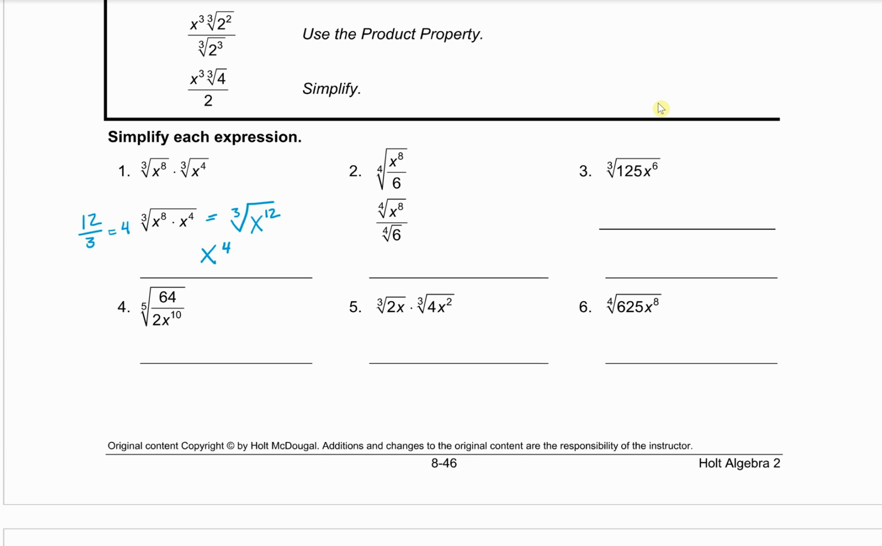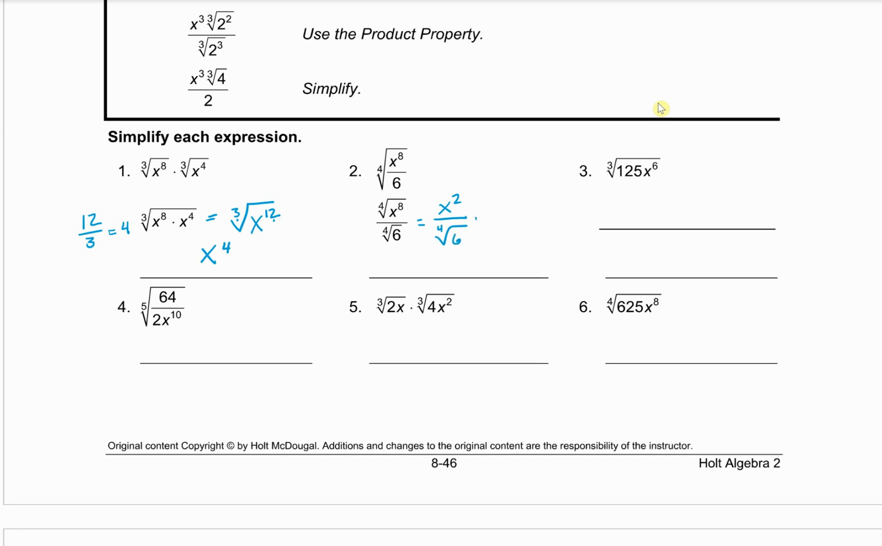It's a lot simpler than trying to break it down. Just think about this as that's your numerator, that's your denominator. Divide, you're going to get 4. If we look at number 2, 4th root of x to the 8 over 6, that's going to be the 4th root of x to the 8th over the 4th root of 6. Well, let's see. 8 divided by 4 means I got x to the 2nd on the top, and I got the 4th root of 6 in the bottom.